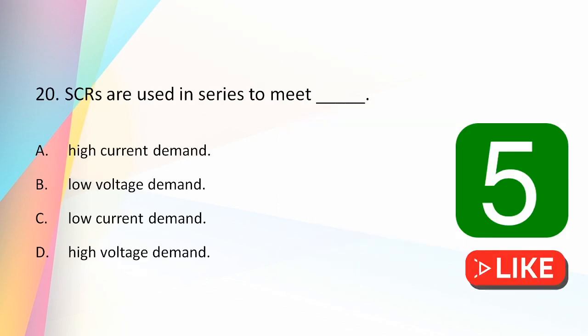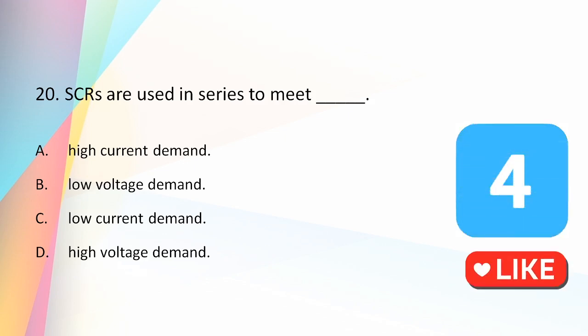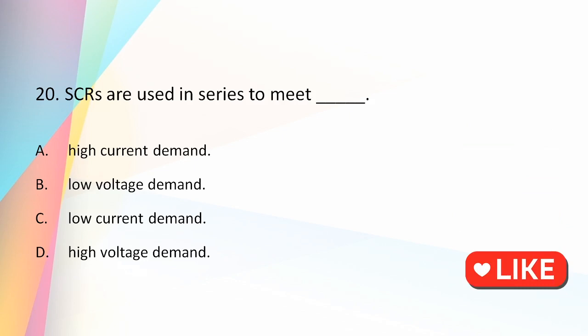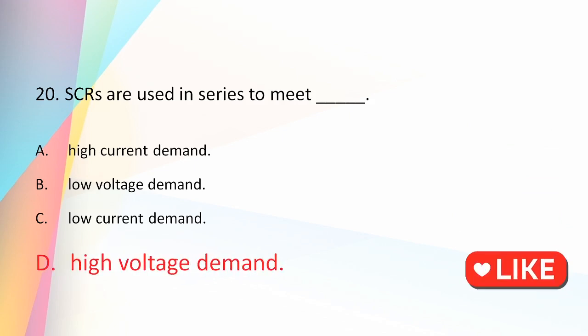And the last question, SCRs are used in series to meet high current demand, low voltage demand, low current demand, high voltage demand. And the answer is high voltage demand. In a series connection, voltage division will take place, but current remains the same throughout the line. So SCRs are used in series to meet high voltage demand.